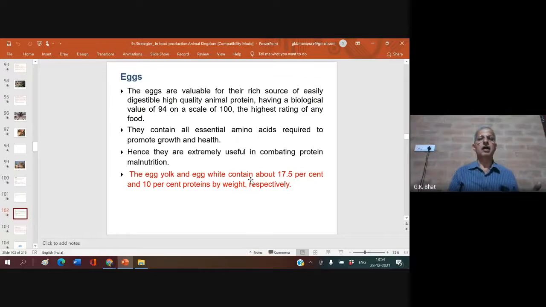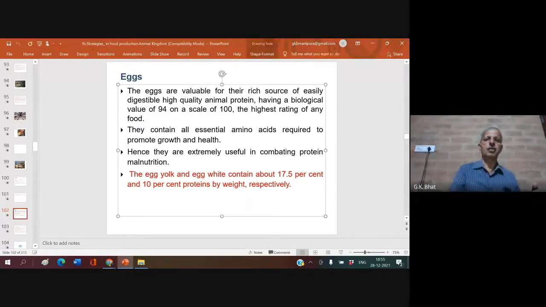You must know that eggs are valuable for being a rich source of easily digestible, high quality animal protein. You must consume egg, not in the form of an omelette. No, not like that. You must take an egg, cut open the shell, make one hole and put the yolk directly into your mouth. That is raw egg. I am not advocating eating egg in the form of an omelette. You must always either eat raw egg, if possible, it's difficult, then go for boiled egg, but never an omelette. The moment you prepare an omelette, all the quality, all the proteins essential for your body get heat denatured. Eggs contain all essential amino acids required to promote growth and health. Hence, they are extremely useful in combating protein malnutrition. Okay, therefore, it is fine.